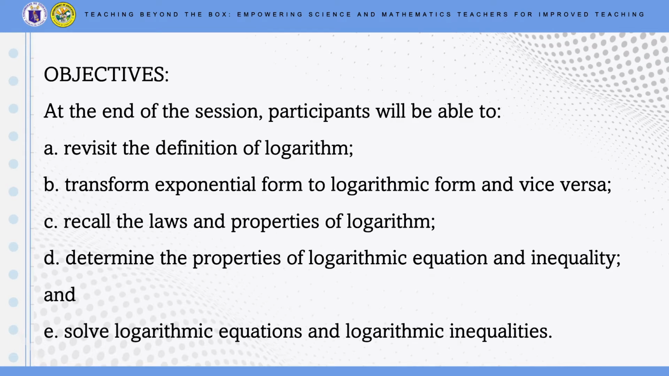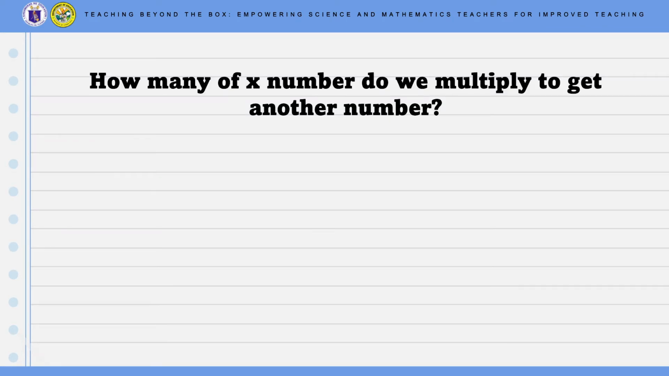To start this session, let's have first a deeper understanding about logarithm. Now, what is logarithm? This will answer the question, how many of x number do we multiply to get another number? You may say, oh, that is an exponent. Yes, you are correct. At the same time, the question is asking you to get the logarithm. Let's have an example. How many threes do we need to multiply to get 81? As shown, the answer is 4.